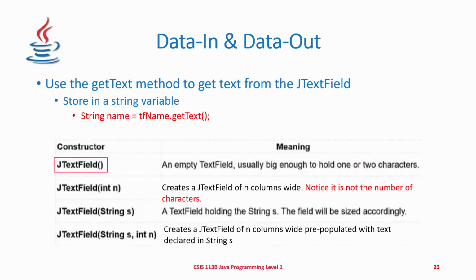If your user types in more characters than that initial string, it's still not going to be displayed completely. You won't be able to view it completely within the text field box. And then the last constructor there, you can do both. You can combine a predefined, pre-populated text value that shows up in the text field, and then also identify an integer, how wide you want it to be.